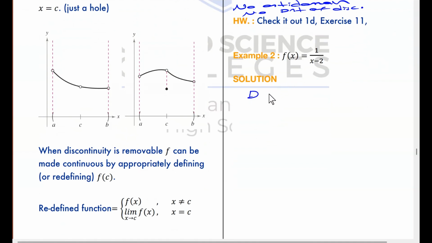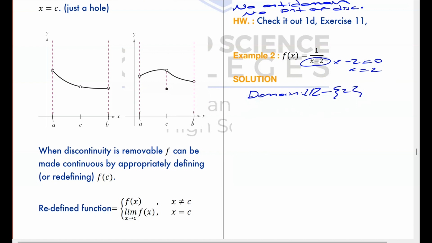So let's write the domain first. Domain is equal to all real numbers except what makes the function undefined. What makes the function undefined? What makes the denominator 0, right? What makes the denominator 0? x minus 2 being 0, x being equal to 2. So R minus 2 is the domain.